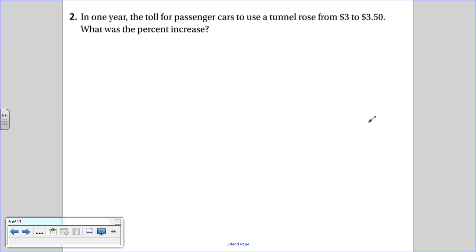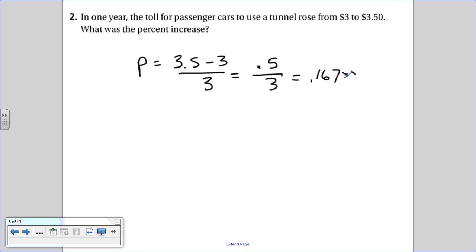In 1 year, the toll for passenger cars to use a tunnel rose from $3 to $3.50. What's the percent increase? So percent increase, we are looking at new price, $3.50, minus old price, $3, divided by the original price, which is $3. $3.50 minus 3 is 0.5, divided by 3 gives us 0.167, which is approximately 17% increase. That's an increase.